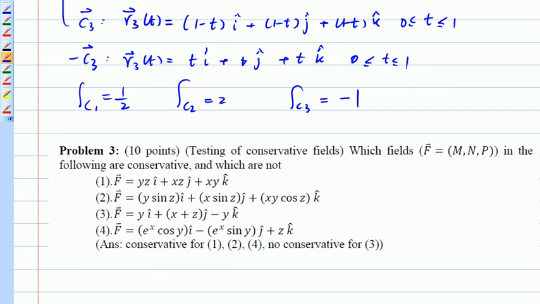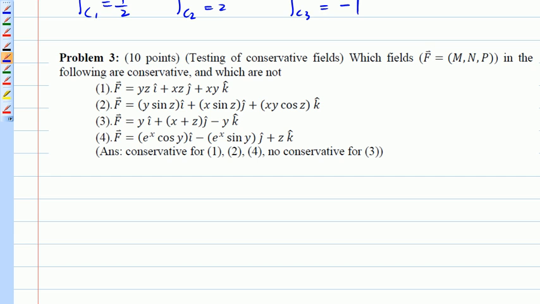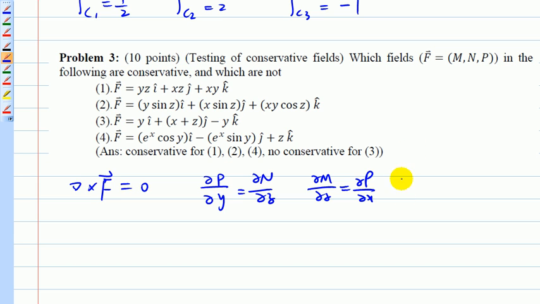Let's take a look at problem number 3. This is an exercise of verifying whether a vector field is conservative or not. These are all 3D cases, and essentially I want you to make use of the theorem: if the curl is 0, then the vector field is conservative, and the cross product is 0. We end up with three equalities: dP/dy equals dN/dz, dM/dz equals dP/dx, and dN/dx equals dM/dy.